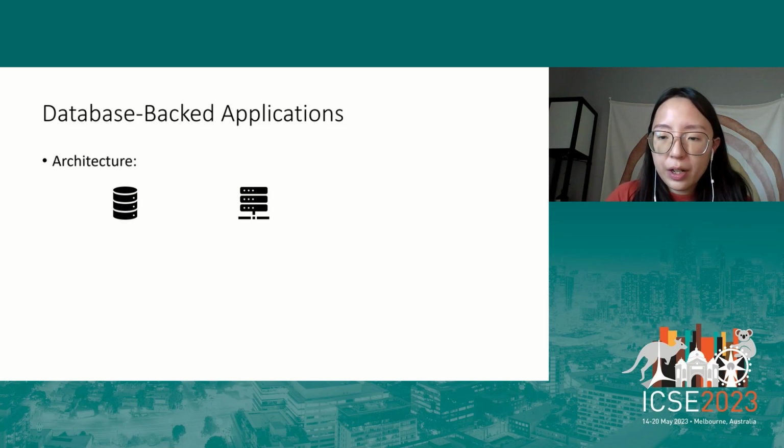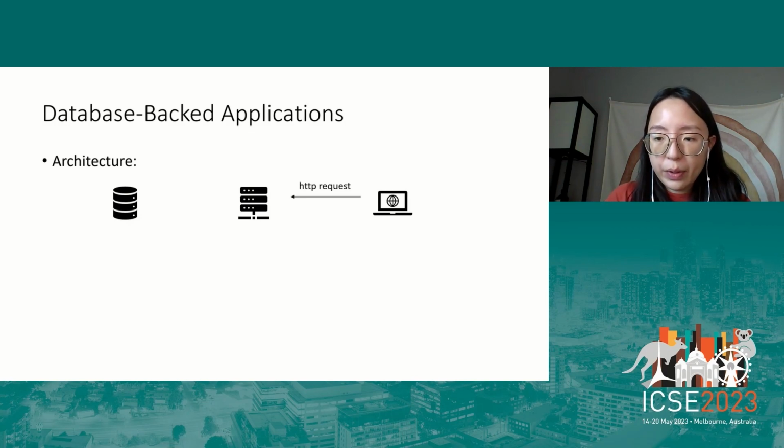This application architecture usually has a server and a database. When the client sends an HTTP request, the server processes the request and sends SQL queries to the database to fetch persistent data. It composes this data into a web page and returns it to the client.